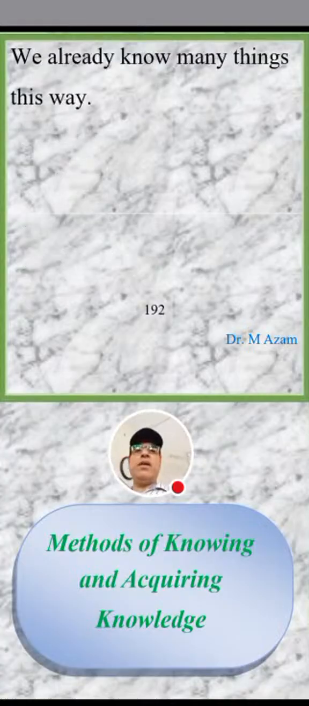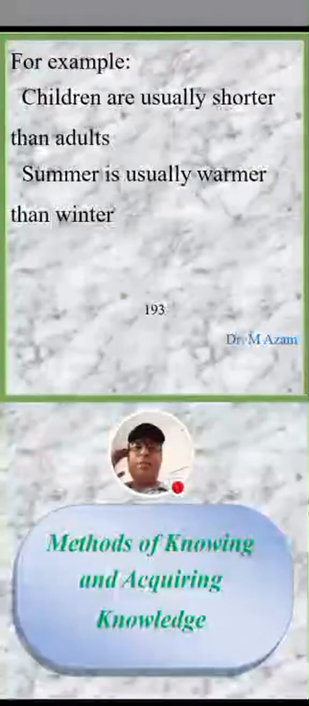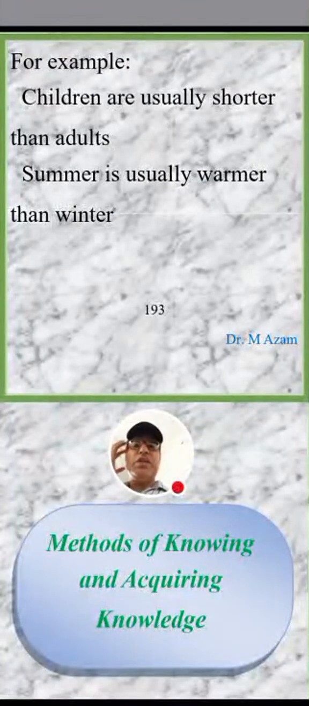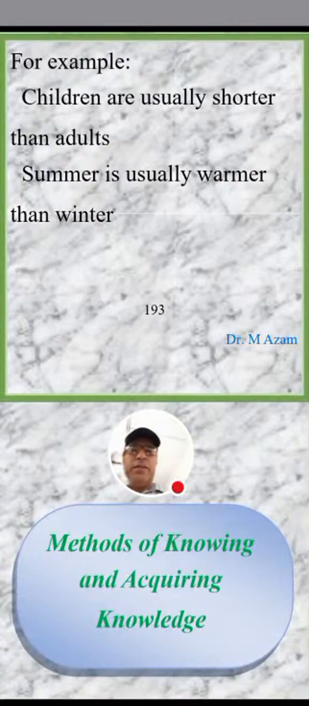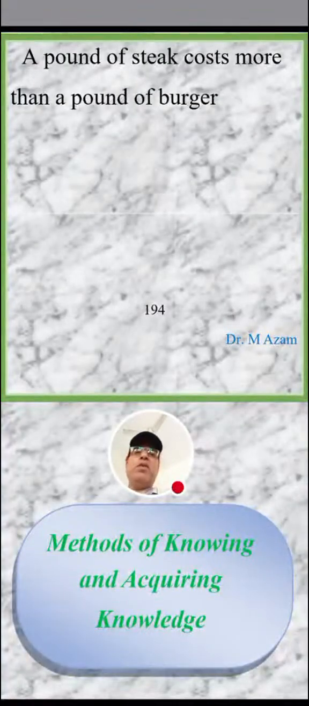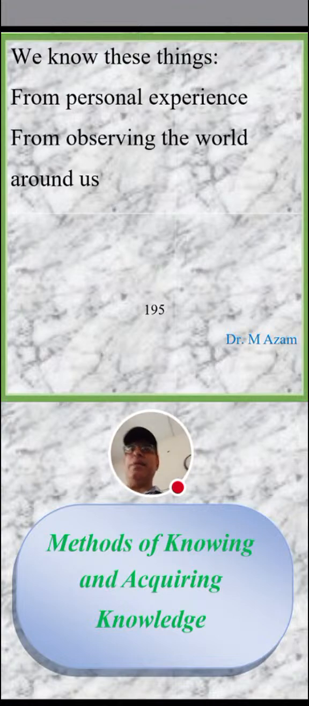These are the senses, five senses. We already know many things this way. For example, children are usually shorter than adults. Summer is usually warmer than winter. A pound of steak costs more than a pound of burger. We know these things from personal experience, from observing the world around us.